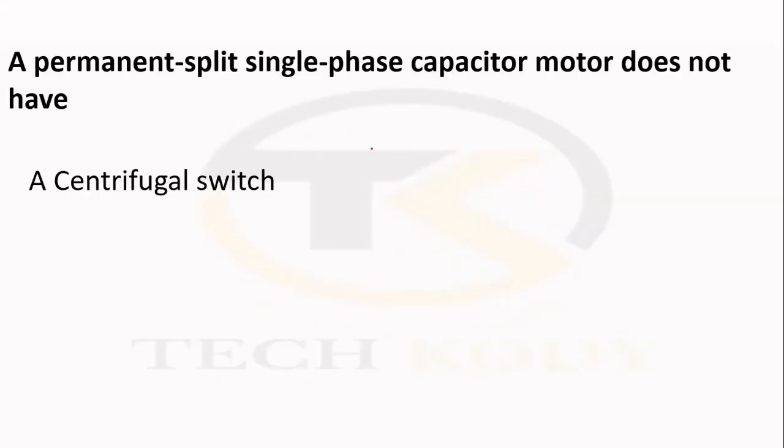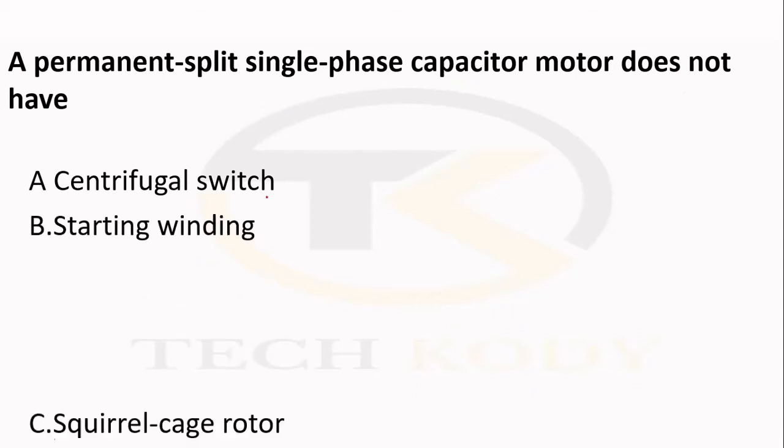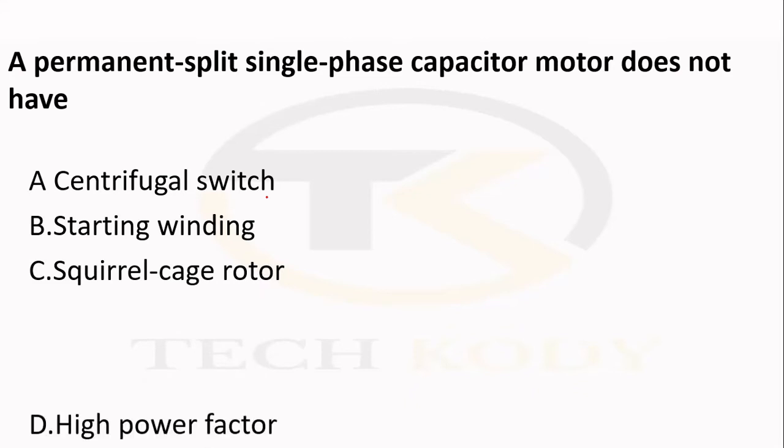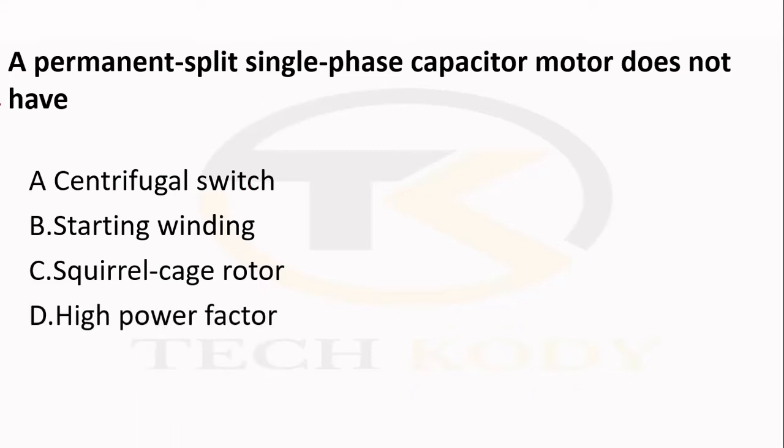A permanent split single phase capacitor motor does not have a centrifugal switch, starting winding, squirrel cage rotor, or high power factor. Here you can see that a permanent split single phase capacitor motor does not have a centrifugal switch.